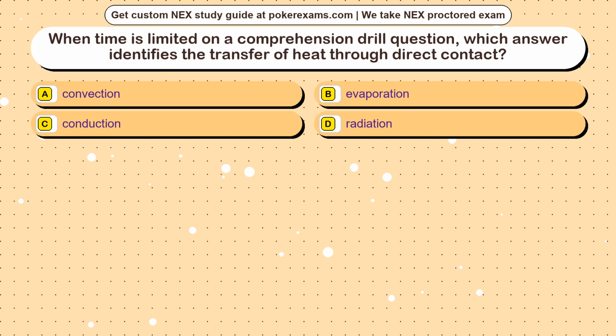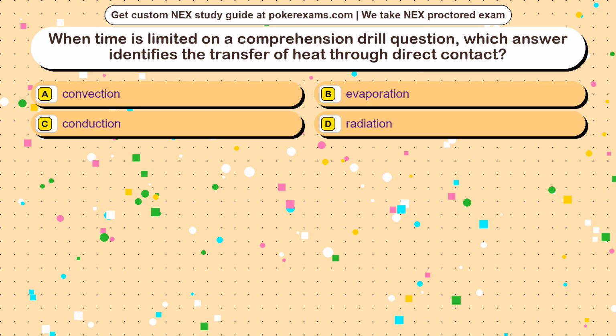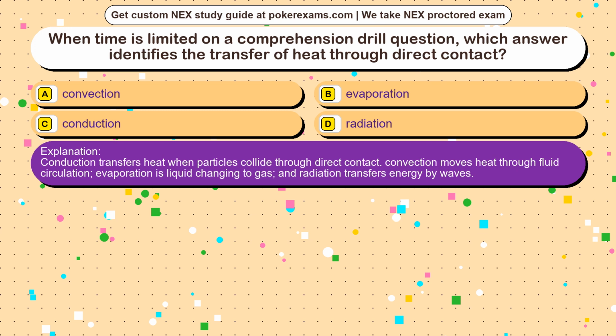Question 5. When time is limited on a comprehension drill question, which answer identifies the transfer of heat through direct contact? Option A, convection. Option B, evaporation. Option C, conduction. Option D, radiation. The correct answer is option. Conduction transfers heat when particles collide through direct contact. Convection moves heat through fluid circulation, evaporation is liquid changing to gas, and radiation transfers energy by waves.